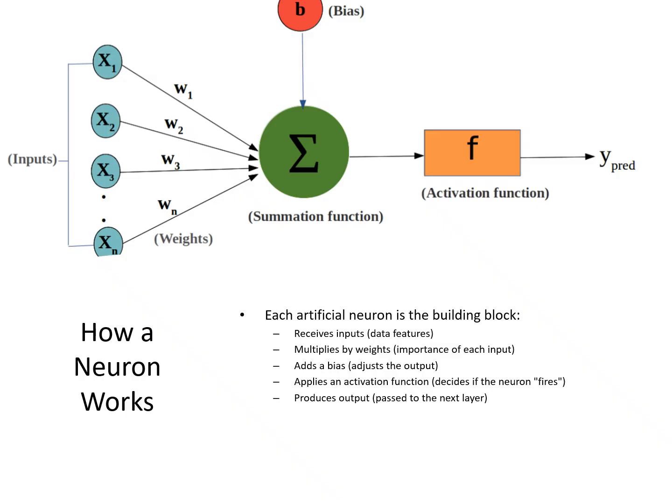Let's break down a single artificial neuron, the basic building block of neural networks. Each neuron receives input data, such as numbers or features. It multiplies those inputs by weights, which represent importance. Then it adds a bias to adjust the result. Next, it applies an activation function to decide whether the neuron should fire. Finally, it produces an output that is passed to the next layer.